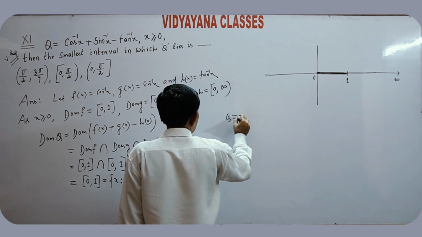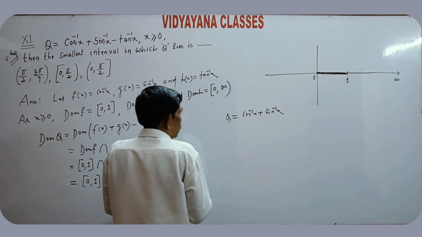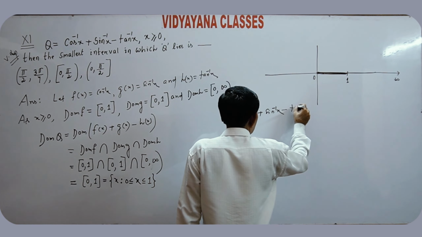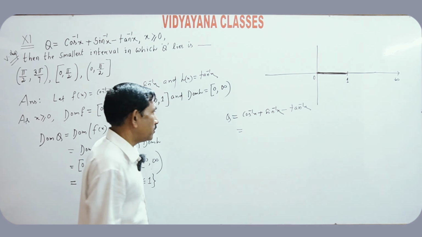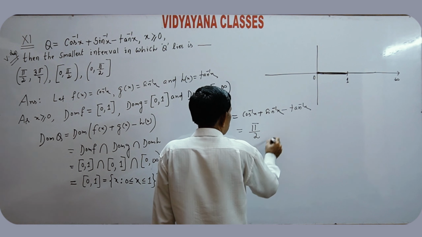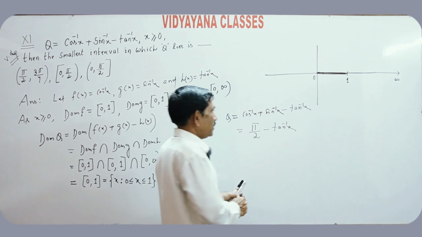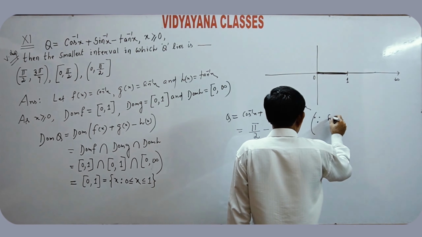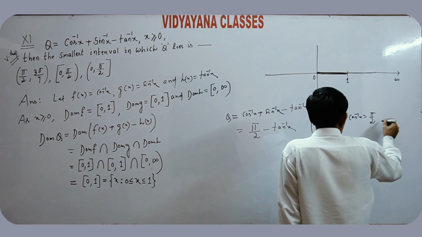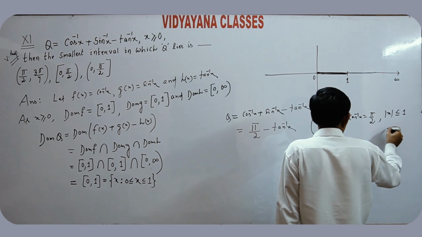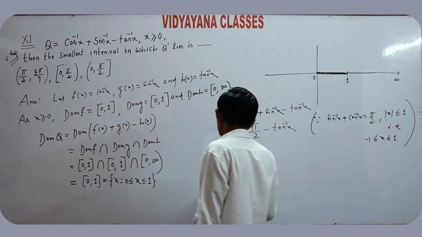Theta is equal to cos inverse x plus sin inverse x minus tan inverse x. Sin inverse x plus cos inverse x is equal to pi by 2, so it is pi by 2 minus tan inverse x. Clear? Since sin inverse x plus cos inverse x is equal to pi by 2, mod x is less than or equal to 1, that is x greater than or equal to minus 1 and less than or equal to plus 1, which implies this.